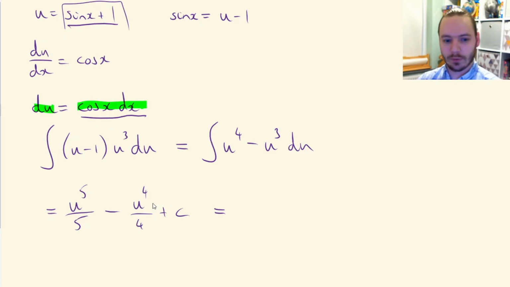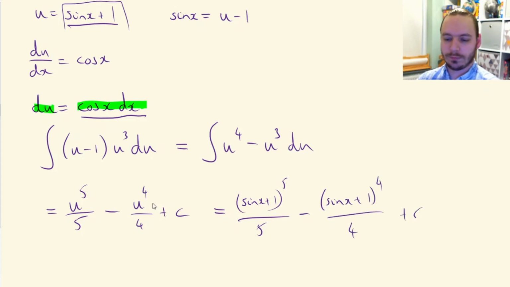Go back to x. So I have sine x plus 1 to the power 5 over 5 minus sine x plus 1 to the power 4 over 4 plus my constant. And I'm done. I've got it back into terms of x.